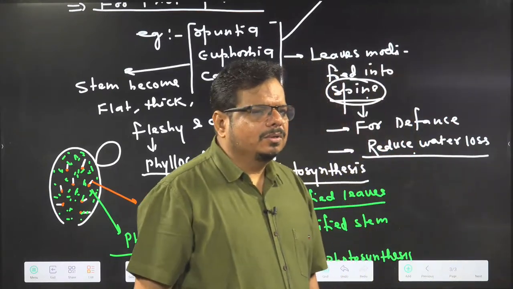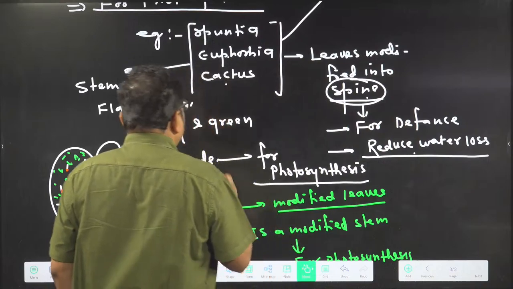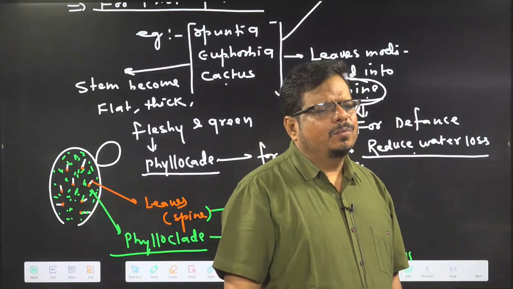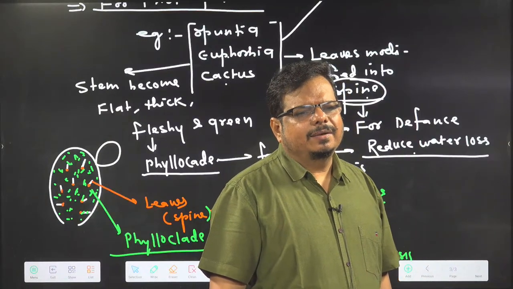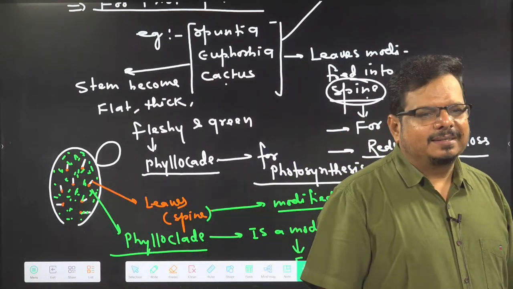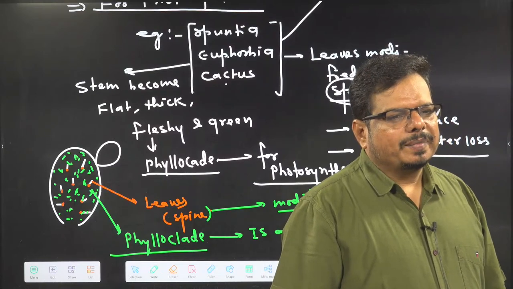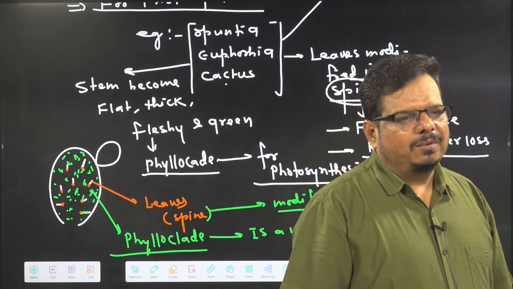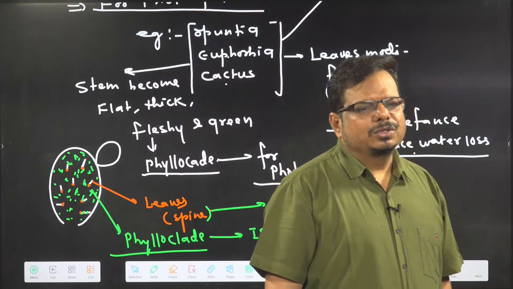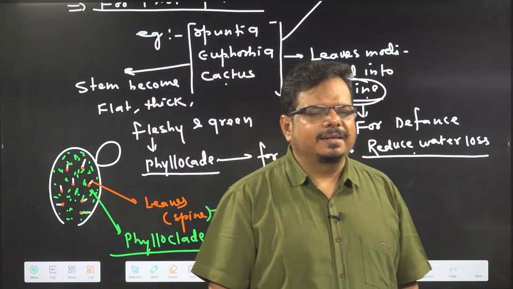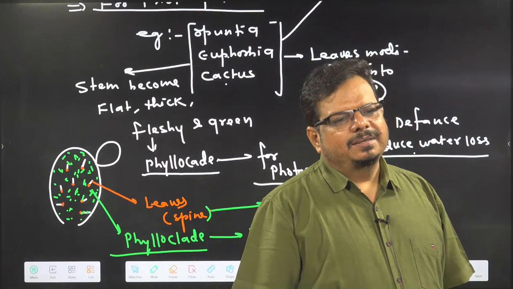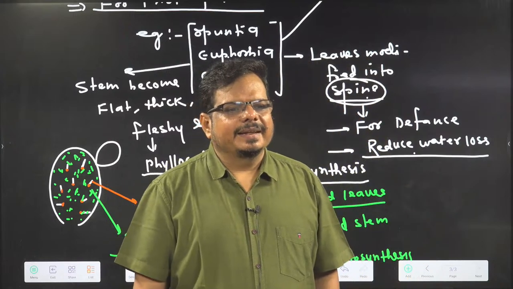Now NCERT wrote about the phylloclade structure, which kind of structure is present in Euphorbia and which one is present in Opuntia? Pin your answer. I just want to check how many of you are reading the textbook very properly. In Opuntia and Euphorbia, what is the shape of the phylloclade? That is written in the line of NCERT. Cylindrical in which one?